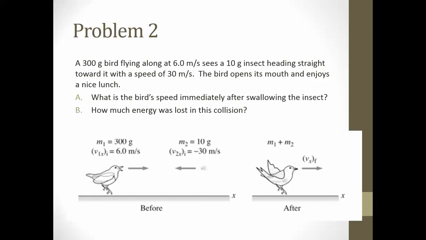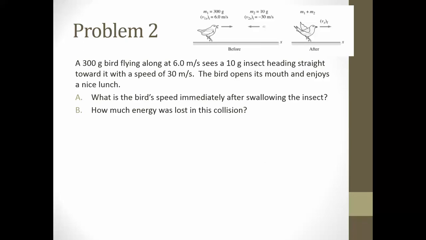What is the bird's speed immediately after swallowing the insect? That's the first part. Then next, how much energy was lost in this collision? So since these two objects have come together into one object and now they're traveling with a combined final velocity, we can identify that this is a perfectly inelastic collision. And the properties of a perfectly inelastic collision are the momentum is conserved and energy is lost.